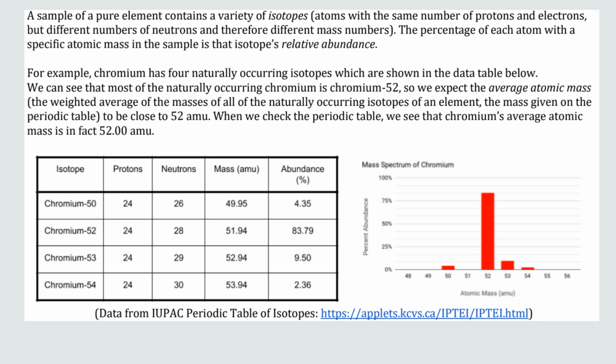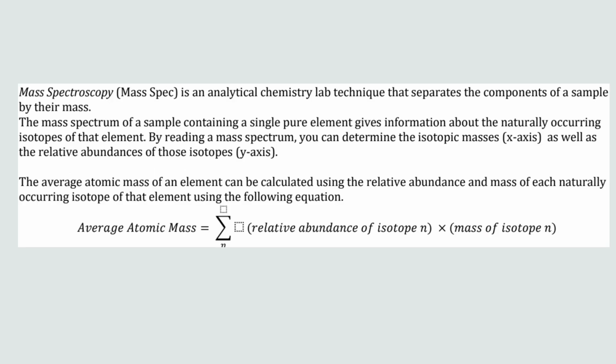Part of this topic is you need to be able to get the relative abundance for each isotope, or get the masses of each isotope, or something along those lines. Mass spec, or mass spectroscopy, you may have heard of this when we watched CSI before. It's an analytical chemistry lab technique that separates the components of a sample by their mass.